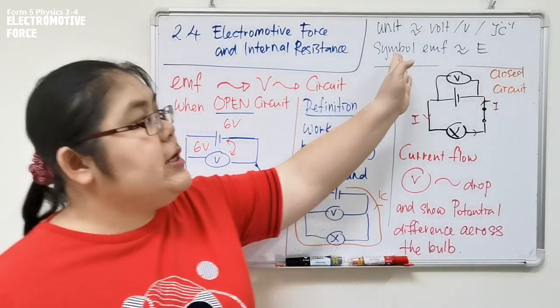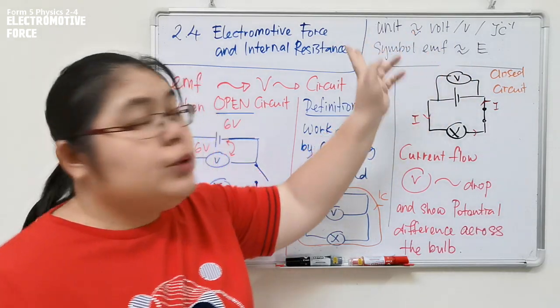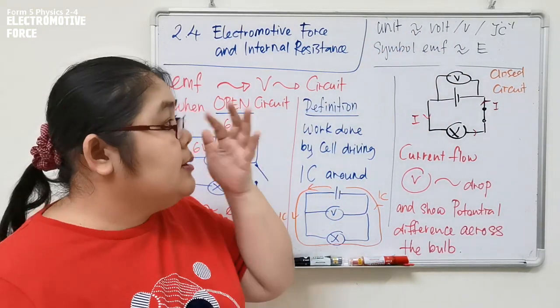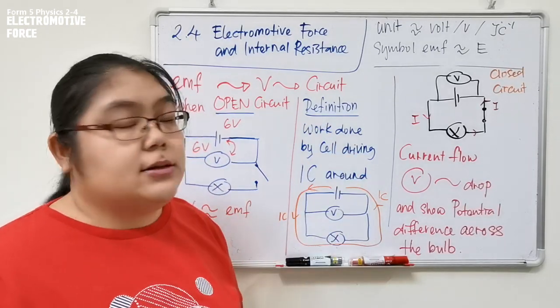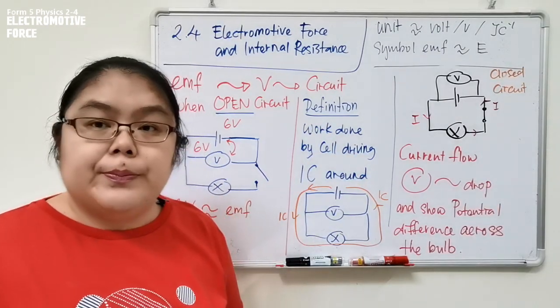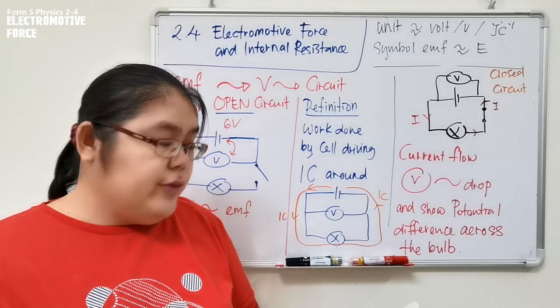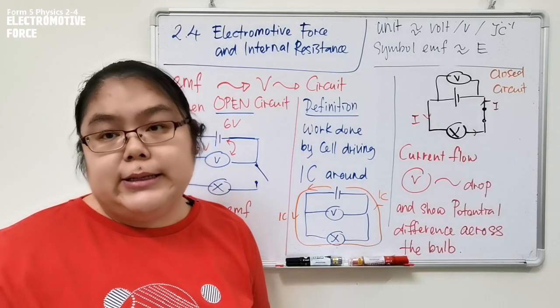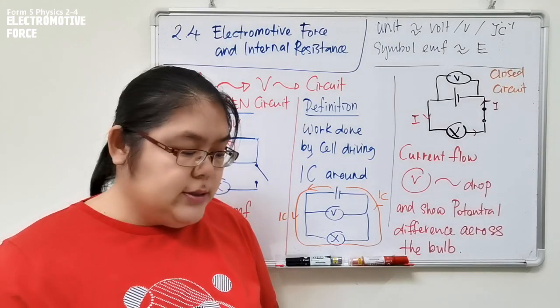Then we go to the symbol. The symbol for EMF is a capital E. The unit, same as potential difference, is the volt. You can write it as V, and you can also write it as joule per coulomb. That is the unit for EMF. Next, we need to introduce open circuit and closed circuit. Let's see the open circuit.